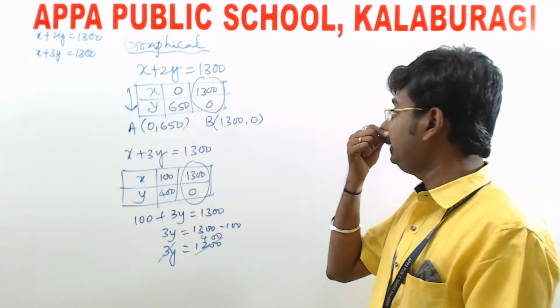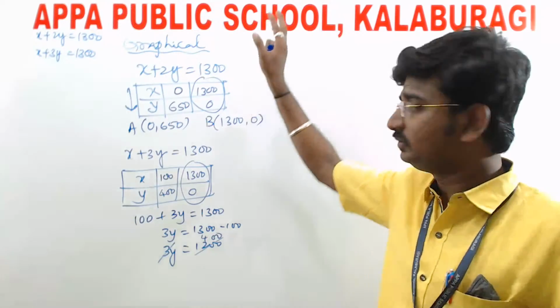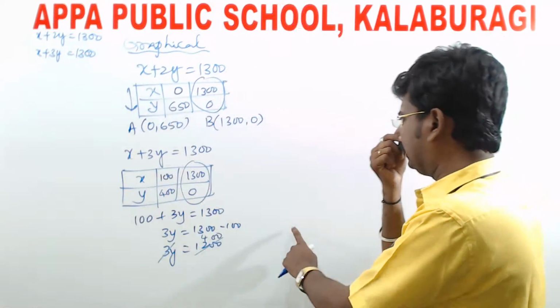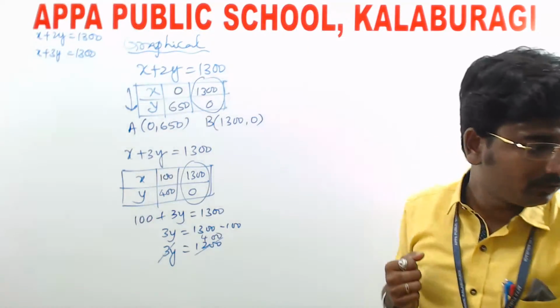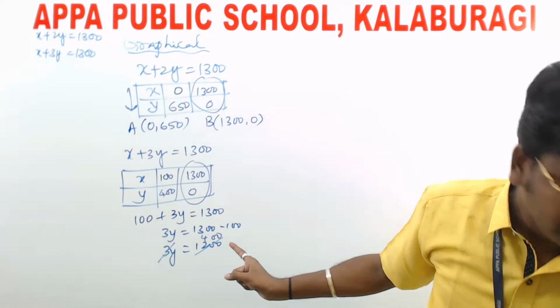So the graph would be from 100 to only on the x and y axis. You can take 100 to 1400, 100 to 1400. Am I right? Check once.